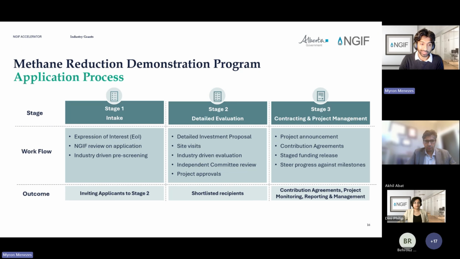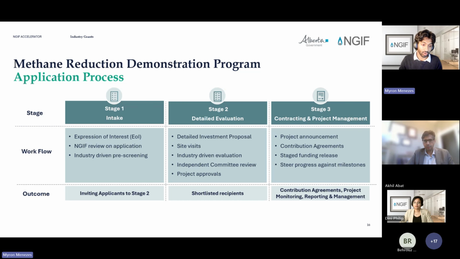Our application process is stage-gated and comprises 3 stages. The first stage is the intake stage, and it's the stage we currently find ourselves in, and it's predominantly centered around the expression of interests. Once all the applications are received and the deadline is over, we do a thorough review of all the applications to ensure that the eligibility criteria are being met and we have all the information we need to make a sound decision. In the event we have some missing information, we will reach out to those particular applicants to address those white spaces.